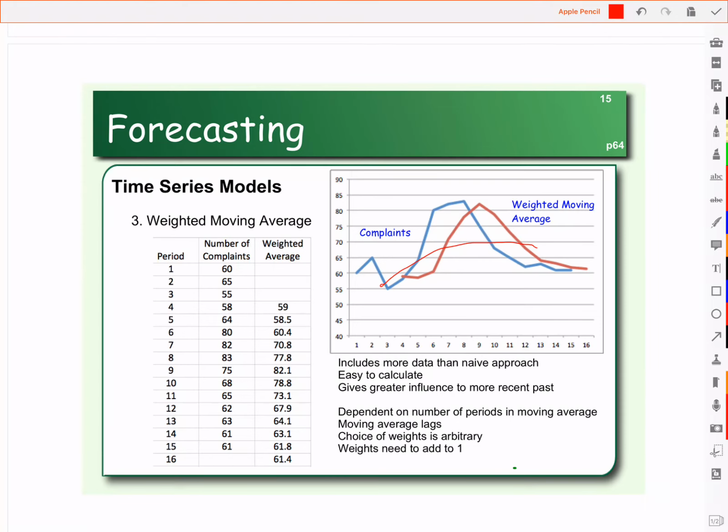There's always going to be that lag, and the choice of the weights are somewhat arbitrary, so someone might choose different weights. You should always be able to give a rationale as to why you chose the weights that you did.